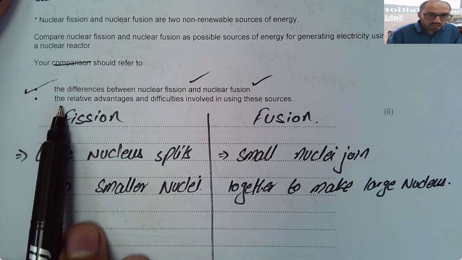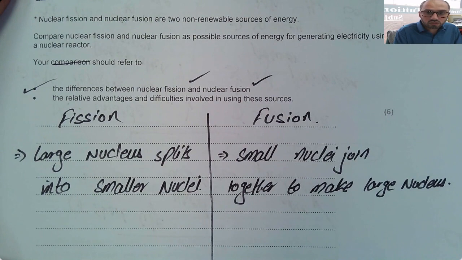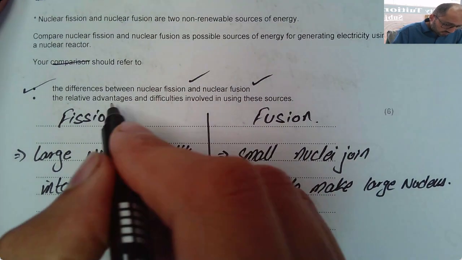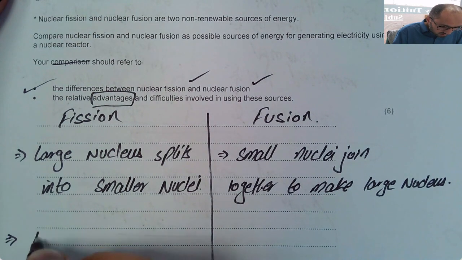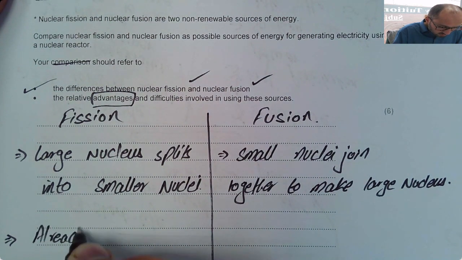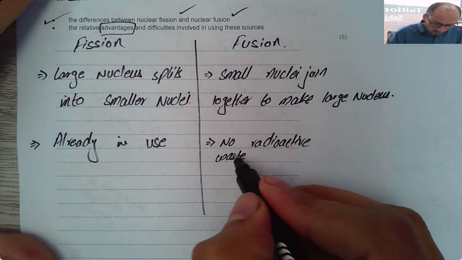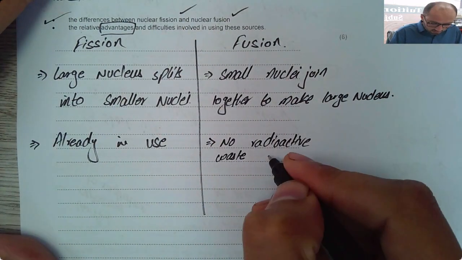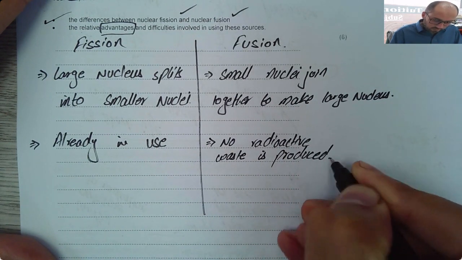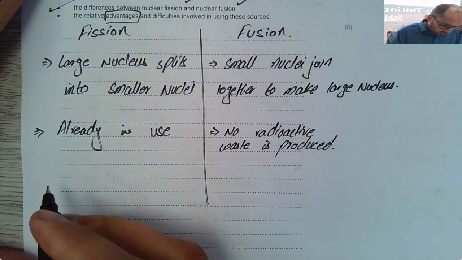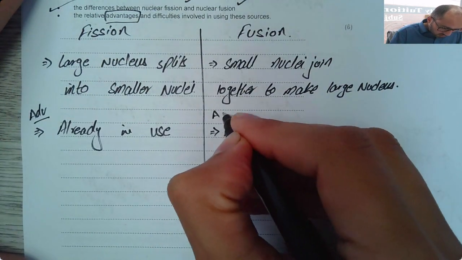Next, it says the relative advantages and difficulties involved in using these sources. So first I'm going to talk about the advantages. In this case, the advantage is it is already in use. The advantage of this one is no radioactive waste is produced. So this is an advantage, this is also an advantage.